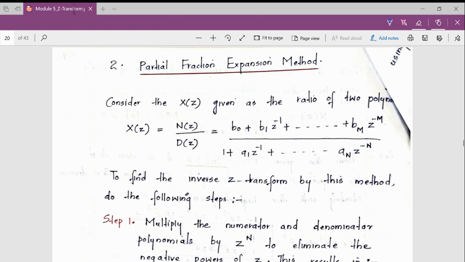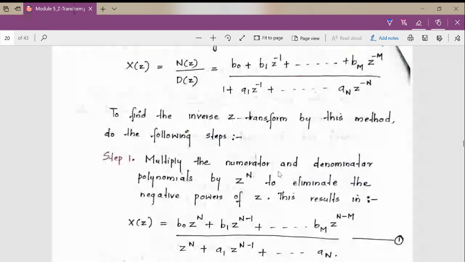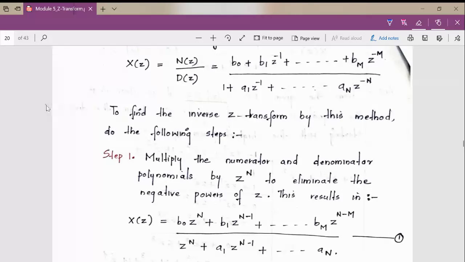Hi students, in this session we are going to discuss the partial fraction expansion method for finding the inverse Z transform. So here also we are considering X of Z given as the ratio of two polynomials. To find the inverse Z transform by this method, we have to do certain steps.